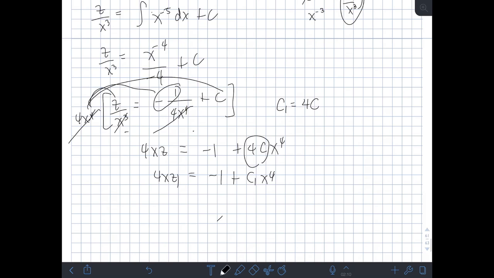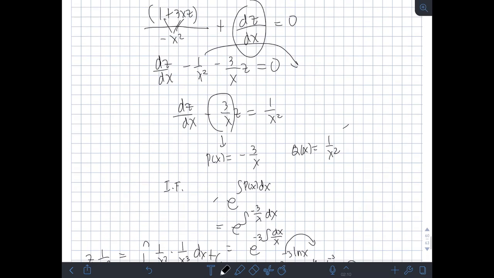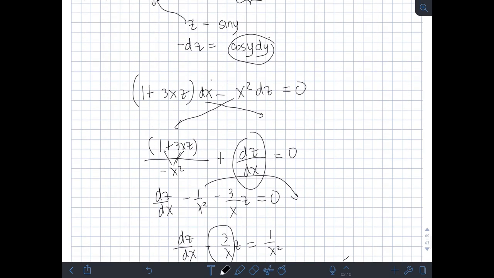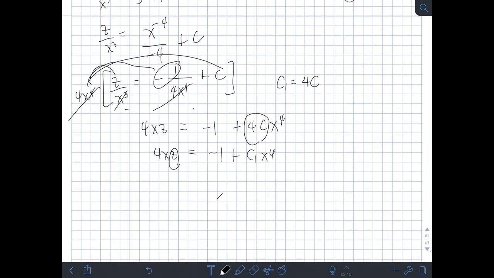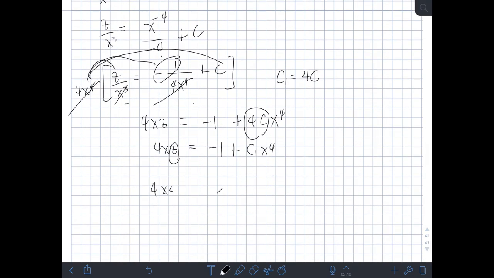So, ngayon, balik na natin itong z sa original representation niya, which is sine y. So, magiging 4x sine y equals negative 1 plus c1 x to the 4th. So, therefore, ito na yung final answer.